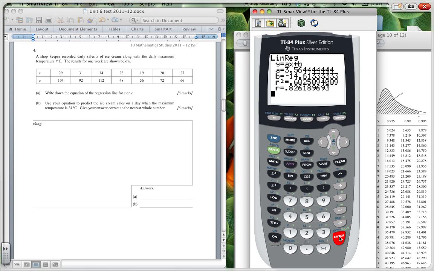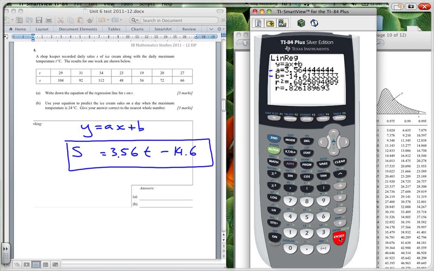Now, these two values are the important values. We've got y is equal to ax plus b. Now your y is your S, that's the number of ice creams, that's your dependent variable. Your a is 3.56, we'll do it to 3 significant figures. Your x is actually T, and then your b is minus 14.6. So there's your linear regression line.